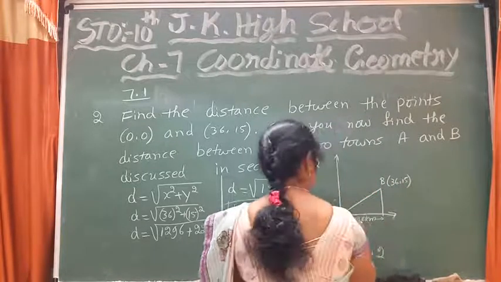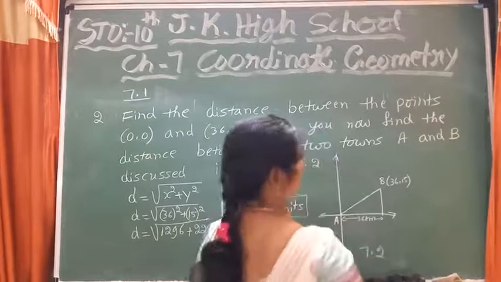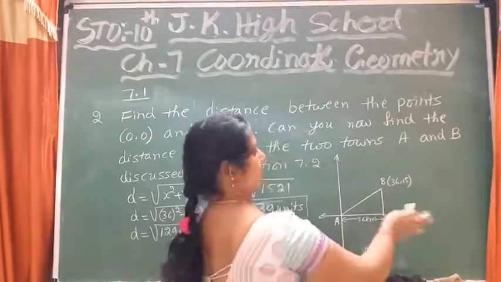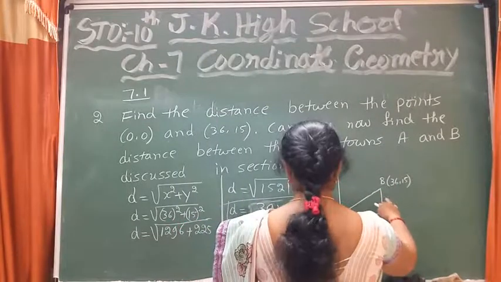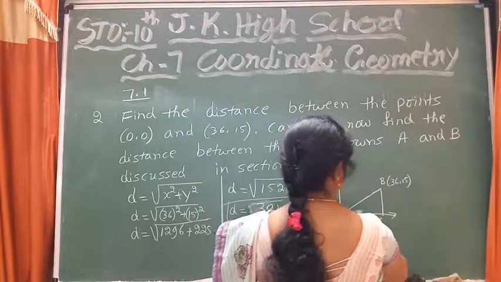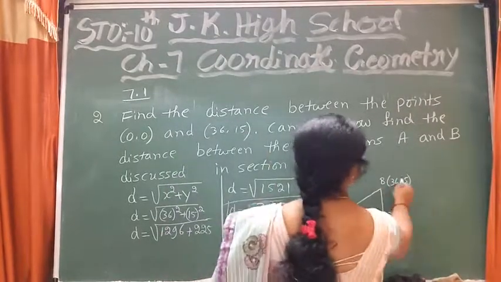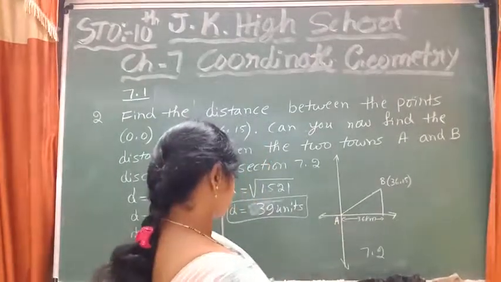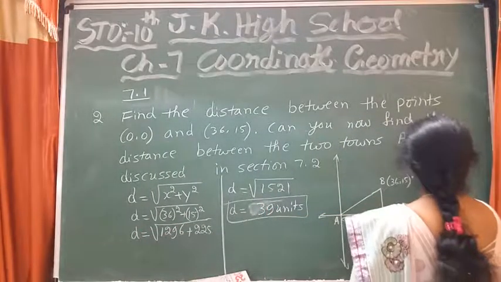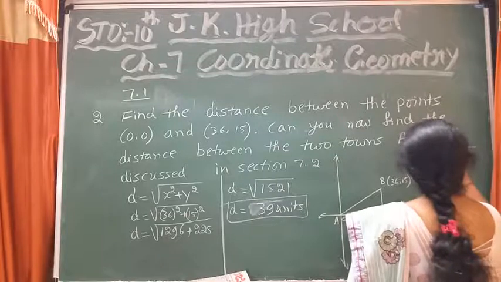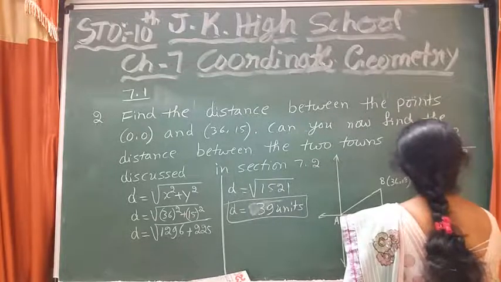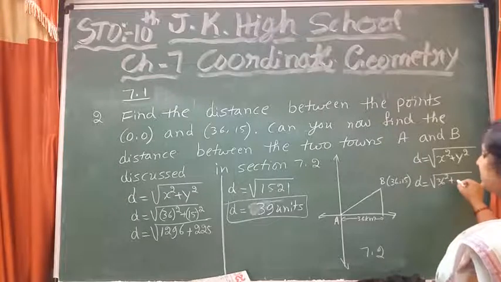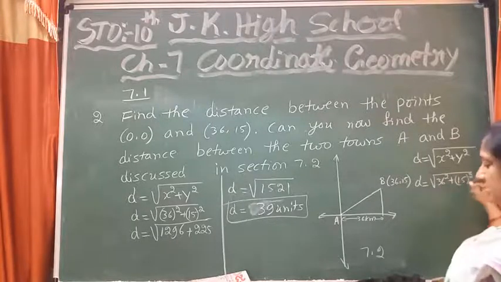Town A is here at the origin, and town B is located 36 kilometers east of town A, and from there 15 kilometers north. So the B coordinate becomes 36 and 15, and the A town coordinate becomes 0, 0, the origin. If you simplify using the same formula, the distance between these two towns is equal to the square root of x square plus y square only. So the distance has the same value. You can substitute and find the answer, the same answer you are going to get. What is the distance between these two towns, children?